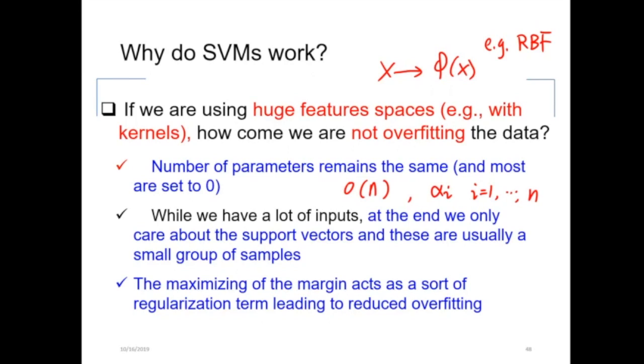The other is we only care about support vectors. Only the support vectors control my W, and there is normally a very small group of vectors. And maximizing the margin gives very good generalization, right? Which we tried to get some flavor of in the ridge regression case.